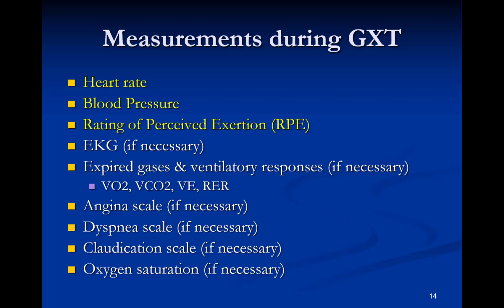So if somebody has chest pain, you can use the angina scale to see how they're feeling. If they have a pulmonary issue, you can use a dyspnea scale if needed. Leg pain, you can use the claudication scale. Even oxygen saturation you can use if someone has severe pulmonary issues. The other thing that's not listed up here that I think is really important is just monitoring the person's signs and symptoms during the test. So instead of calling it the big three, call it the big four. The four things you always measure during an exercise test are heart rate, blood pressure, RPE, and then also monitoring the signs and symptoms.